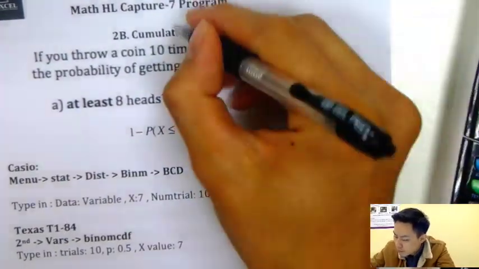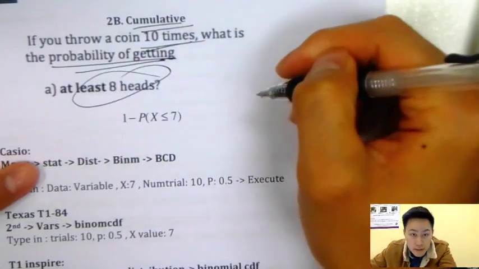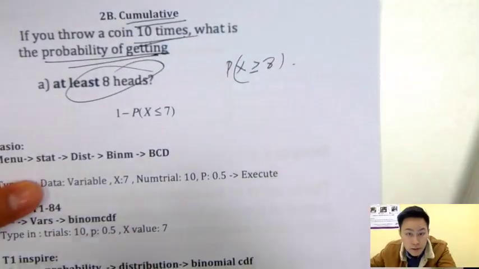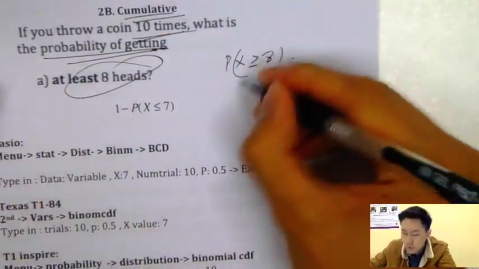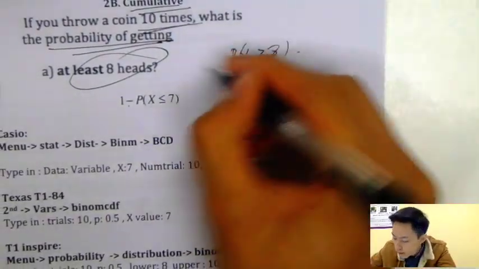So next page here is cumulative, okay? Cumulative probability. So how do you do that? If you throw a coin 10 times, what is the probability of getting at least 8 heads? That means P(X ≥ 8), right? To solve this, you have to use your GDC, okay? So that is 1 minus P(X ≤ 7). Yeah, this is the same thing.